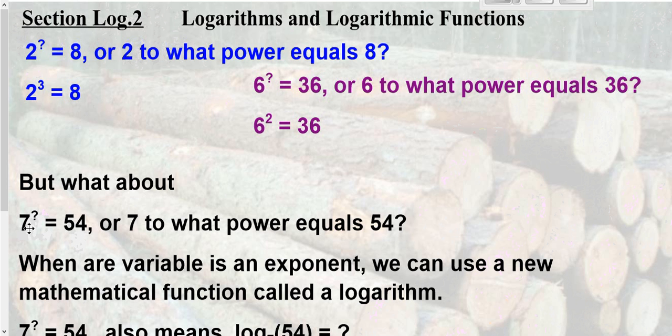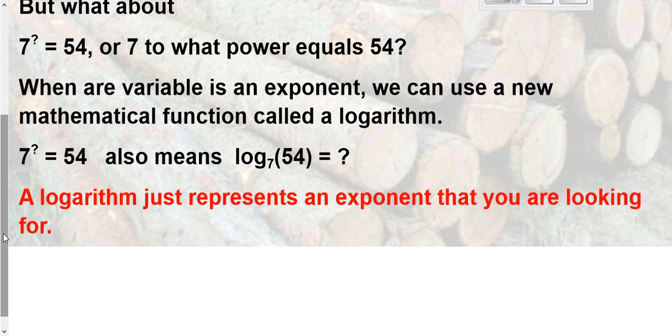Well, you know 7 to the first is 7. 7 squared is 49. So if the exponent was 2, we're not quite there yet. But 7 cubed is way too big. So you'd at least know your answer is between 2 and 3 for that exponent. But it still doesn't really help you figure that out. Now, you could start using trial and error and narrowing it in. However, we could use a new mathematical function called a logarithm to help us out.